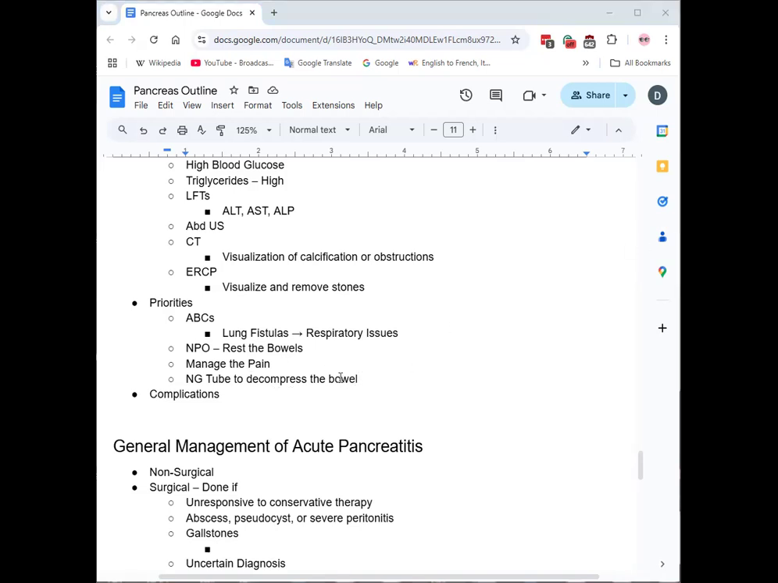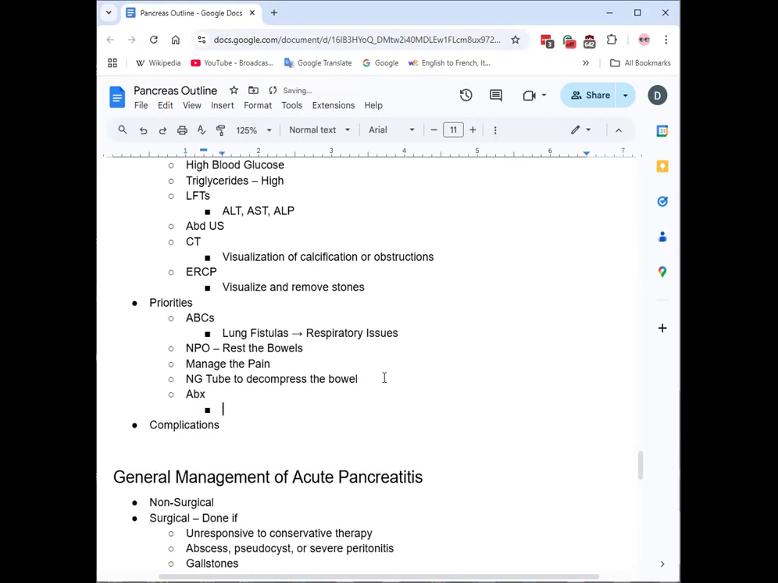Let's see what you guys mentioned. So NG tube to decompress the bowels. If they're on antibiotics, maybe the Flagyl. I spelled Flagyl wrong. Boom.